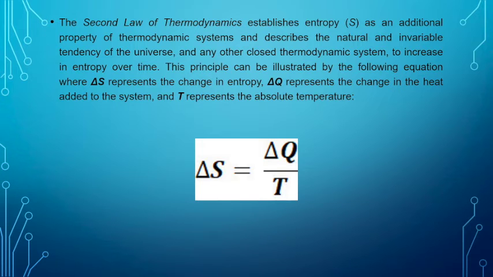This principle can be illustrated by the following equation, where S represents the change in entropy, Q represents the change in the heat added to the system, and T represents the absolute temperature. Below is an example of the formula that we use in thermodynamics.